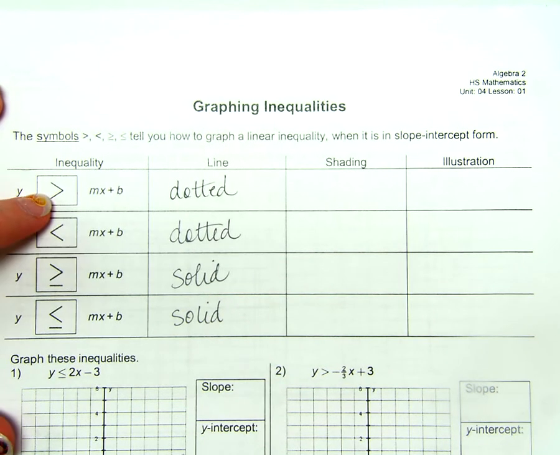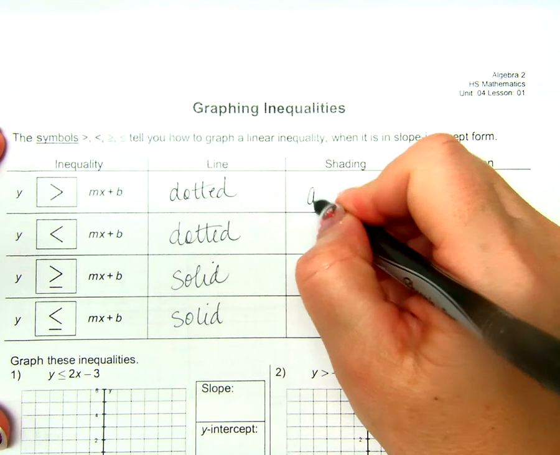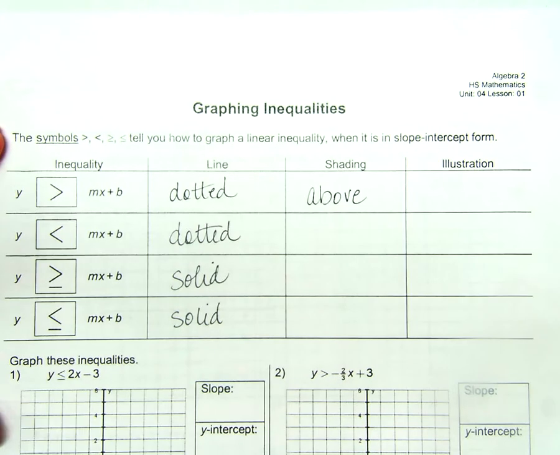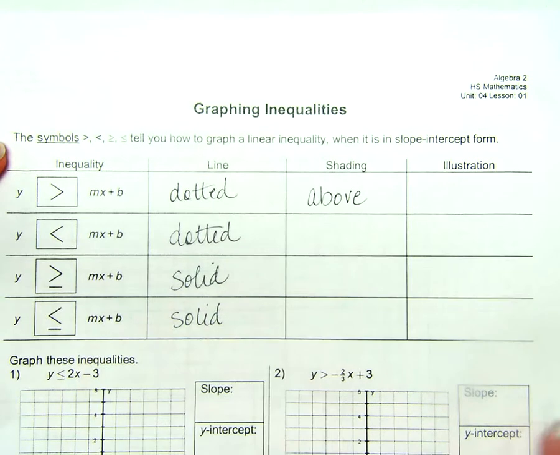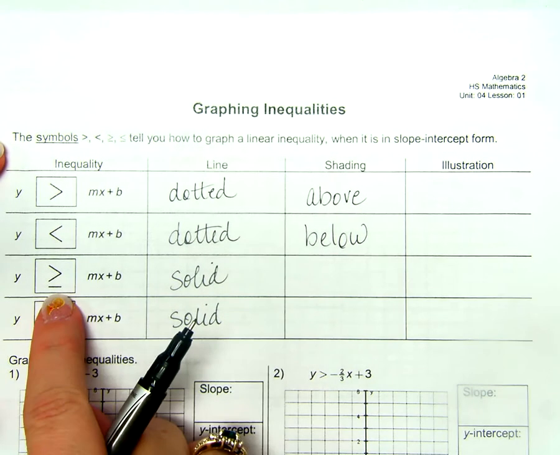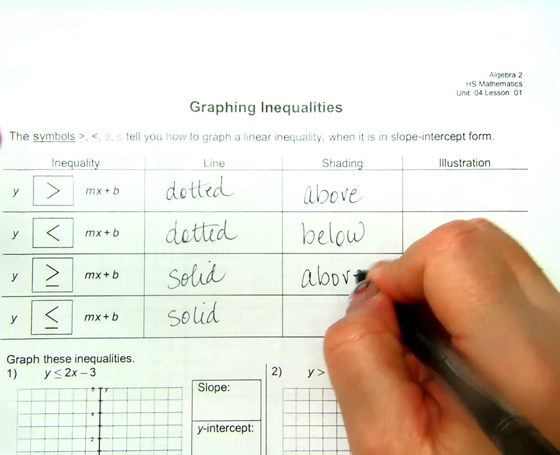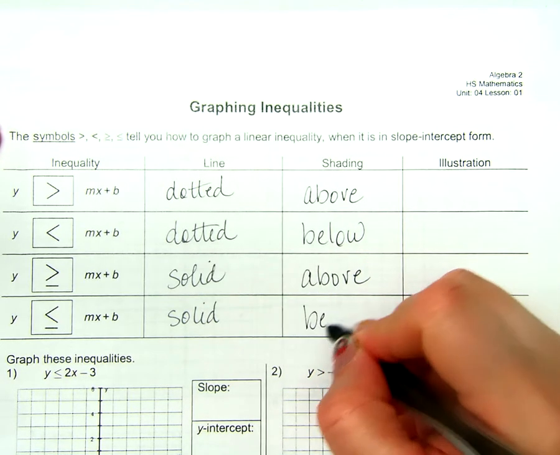What about the shading? If it's greater than, where do you think you should shade? Above. When you think about it, it seems pretty obvious, right? So what about less than? Below. Greater than or equal? Above. And less than or equal? Below.